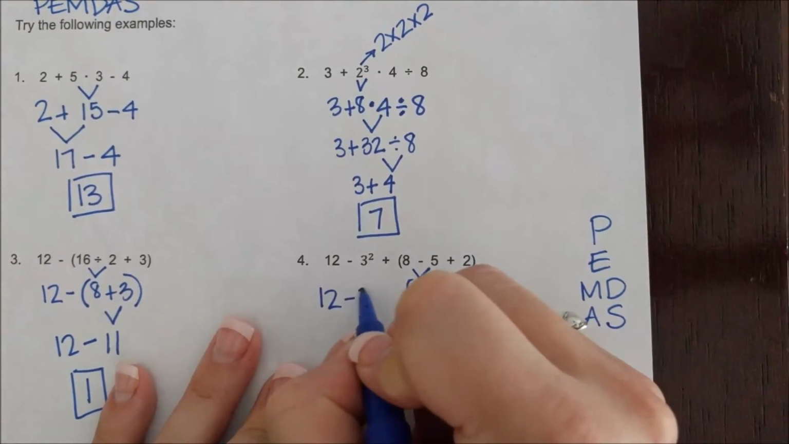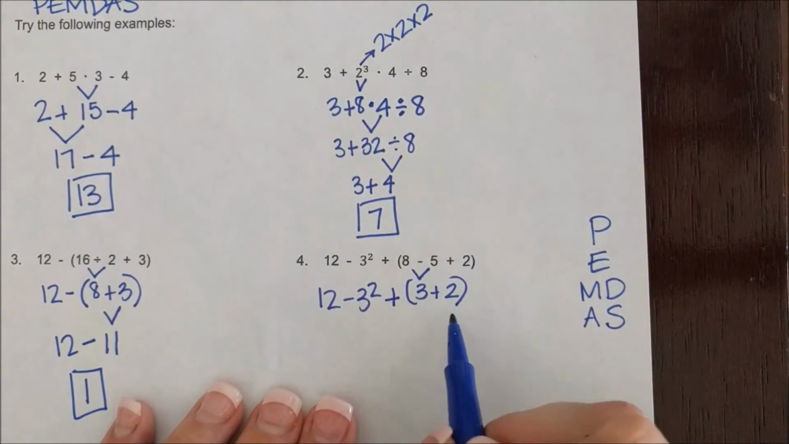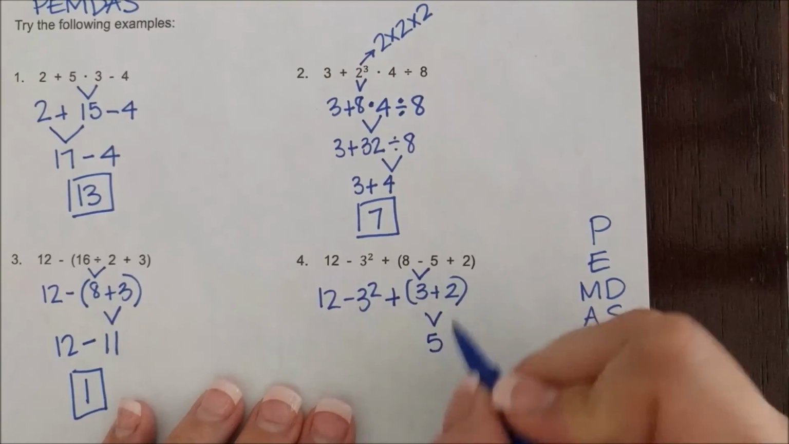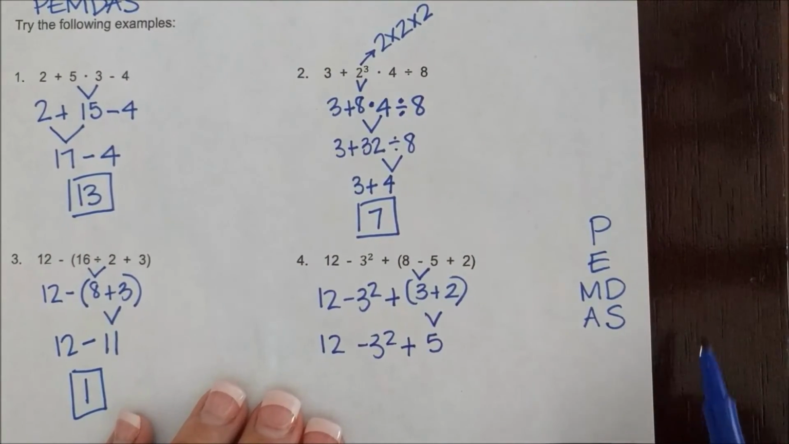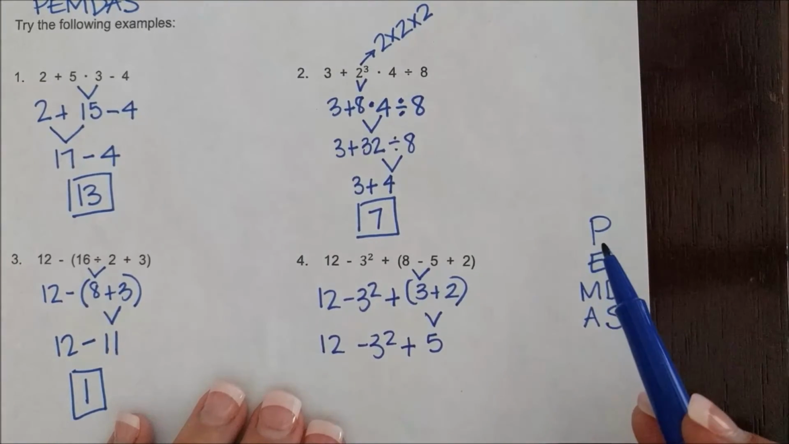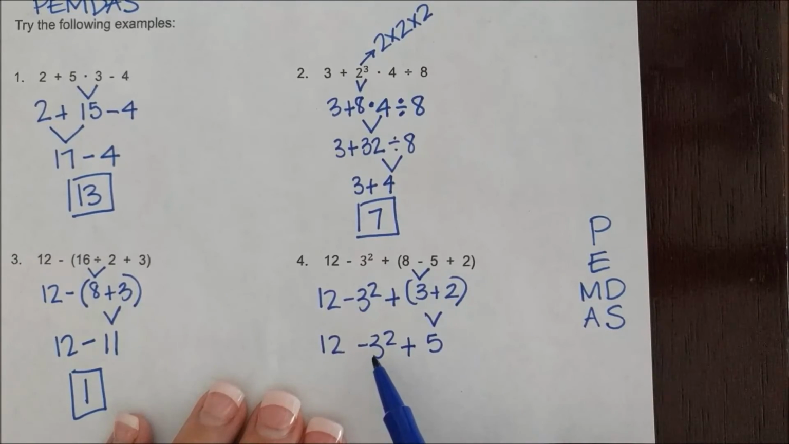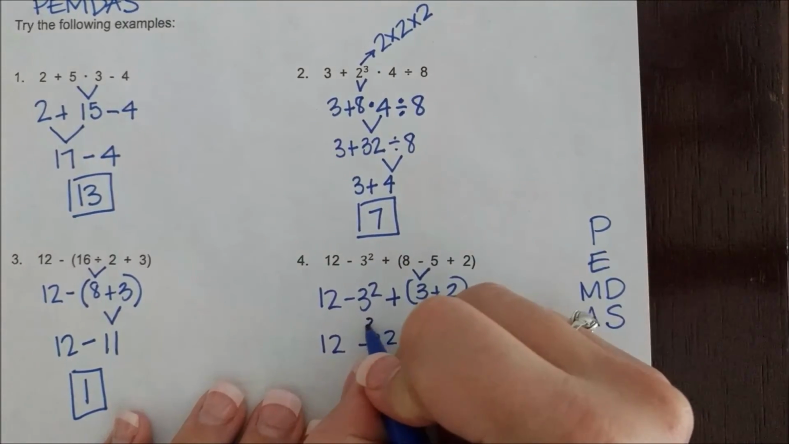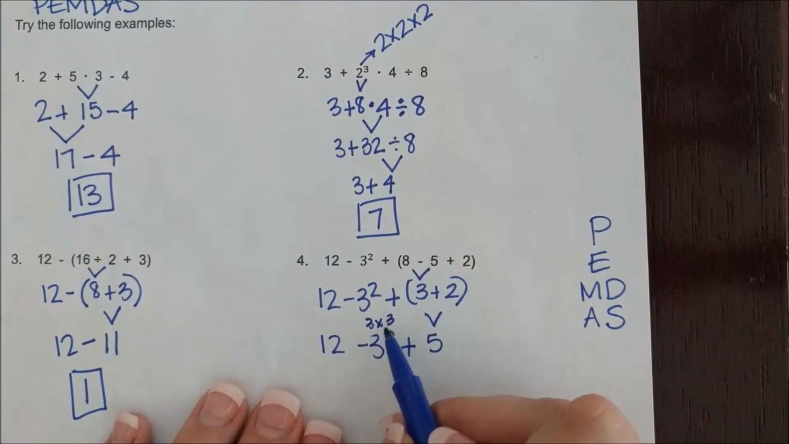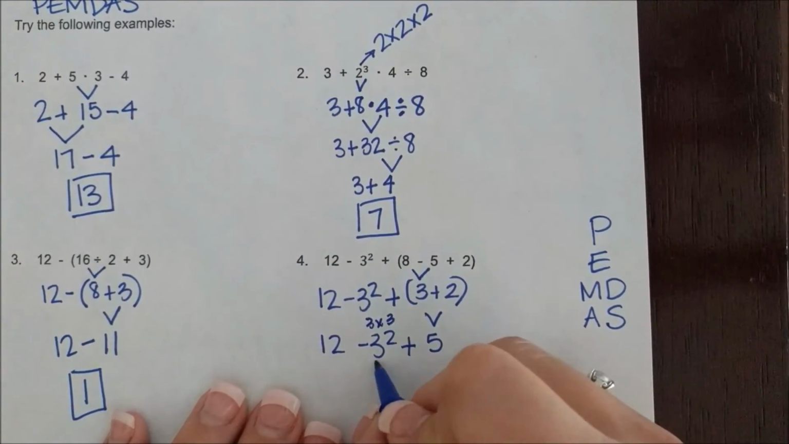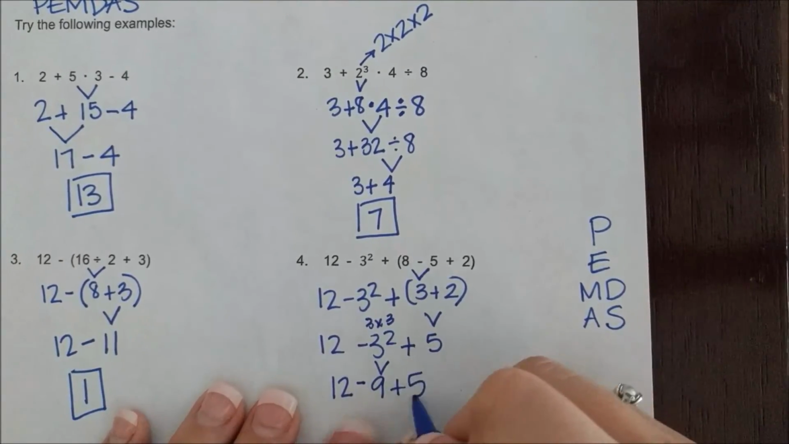Again, we're going to copy everything down. I still have parentheses, so I need to finish my parentheses. 3 plus 2 is 5. I finished my parentheses, so I can move on. My next letter is E, which stands for exponent. I do have exponents. 3 squared. Well, that's the same thing as saying 3 times 3. Multiply 3 by itself 2 times. 1, 2. And 3 times 3 is 9. So now I have 12 minus 9 plus 5.